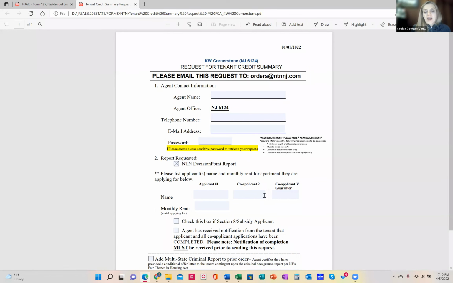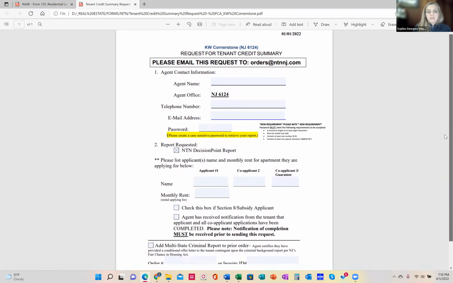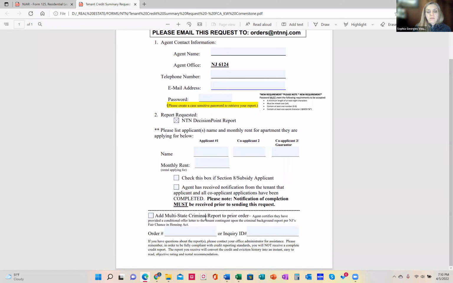Then you put the applicant's name, the co-applicant's name, and that the agent has received notice that it's been completed. Notice how it's two steps. You've got the top, the decision point report, and you've got the criminal stuff. You don't fill this stuff out, that's the second part. You're only going to fill out the top and email it to orders@ntnnj.com.